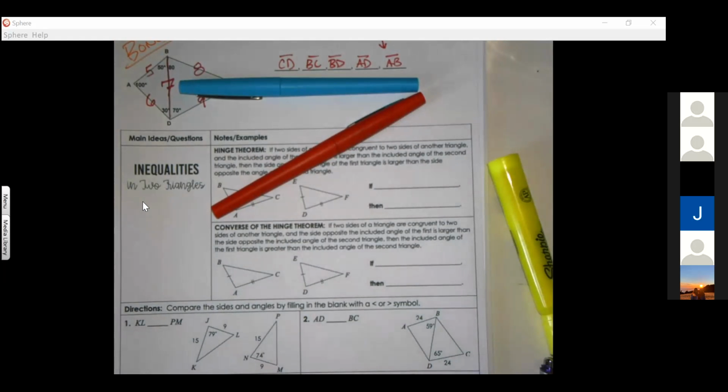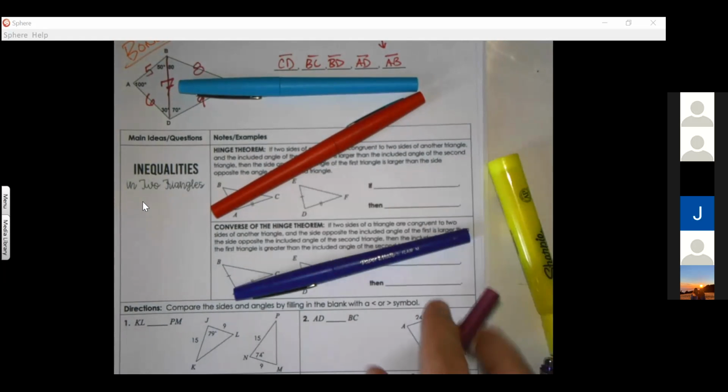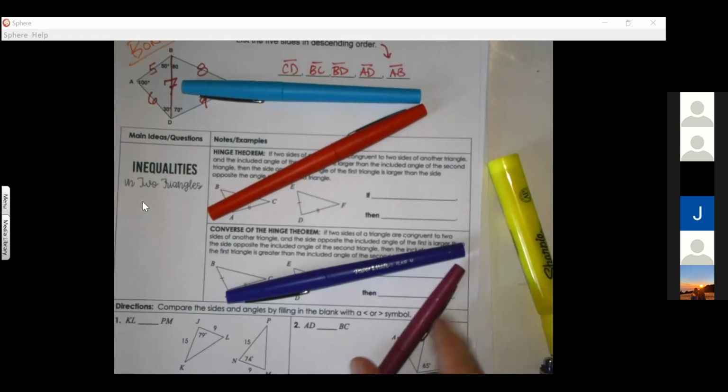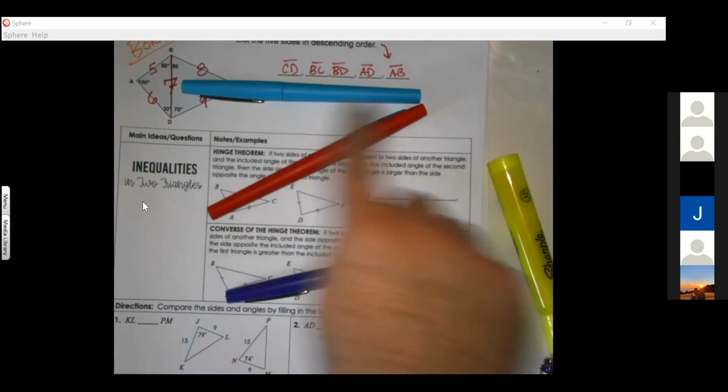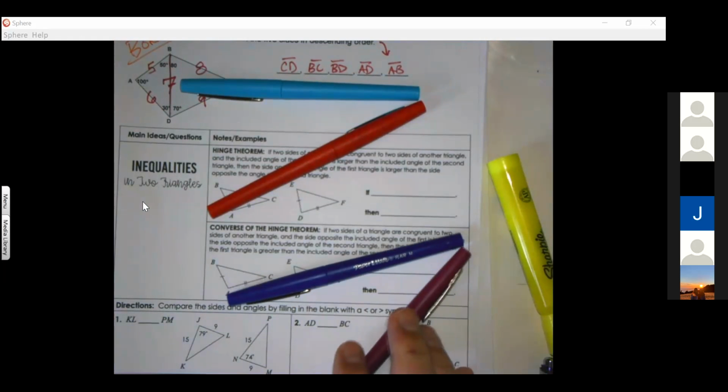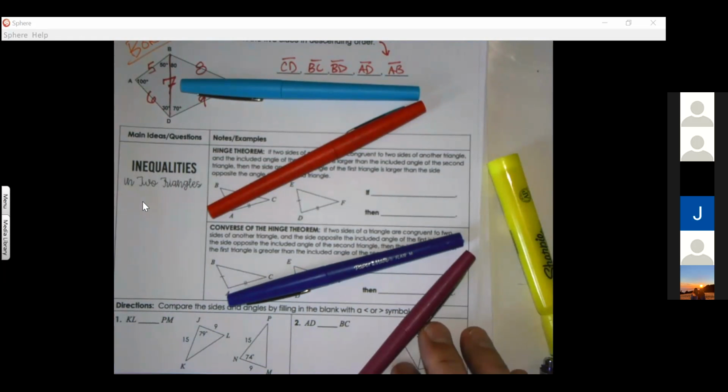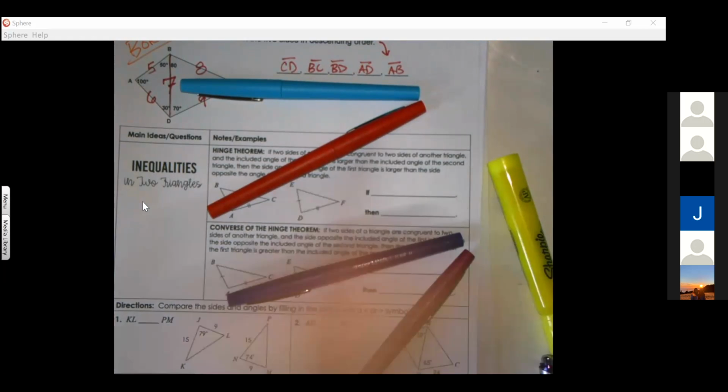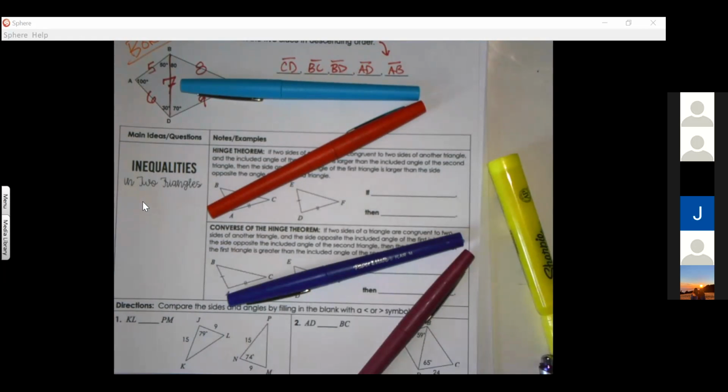So if I chose another pair, and I chose it so this purple is the same size as that blue, and this maroon, what color is that? Plum, is the same size as that red, and I chose the angles to be congruent, then these 2 triangles formed would be congruent. You okay with that?